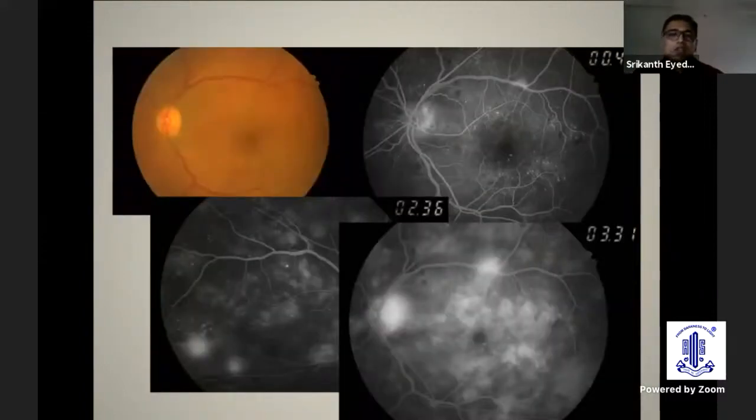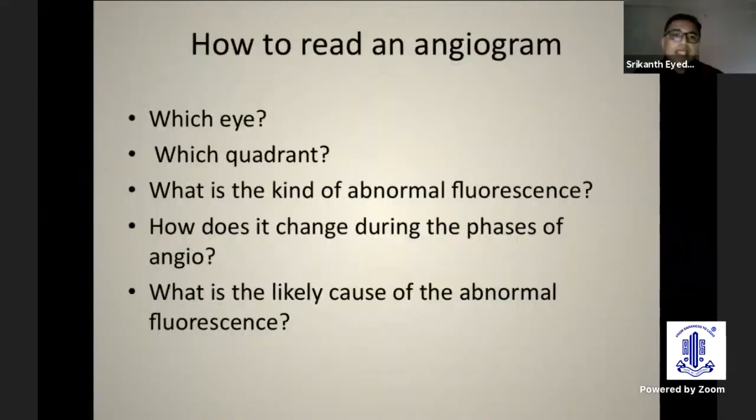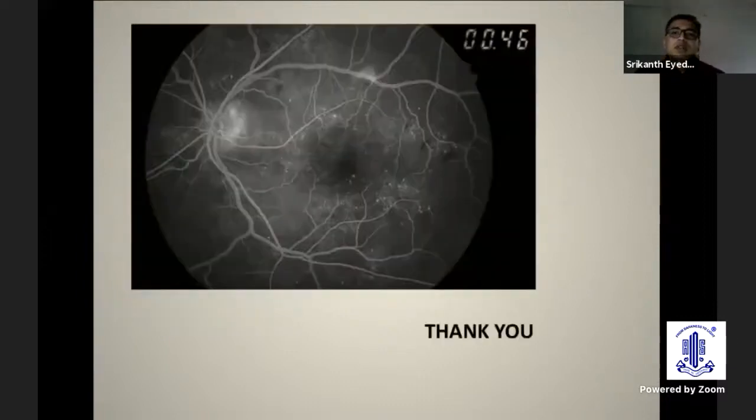How do we read a fluorescein angiogram as a postgraduate? We need to say which eye first, which quadrant of the angiogram we are seeing, and what phase of the angiogram we are looking at. We need to mention what the kind of abnormal fluorescence is, whether it is a hypo or a hyperfluorescence, and how it changes over time. Does it increase in size and intensity over time, and does it fade away by the end of the late phase? And what is the likely cause of the abnormal fluorescence? We may commit to a diagnosis, but it is not an absolute must. So that's it. Thank you.